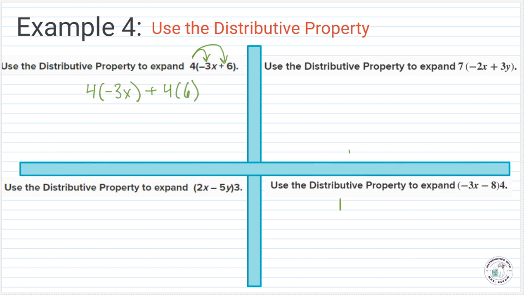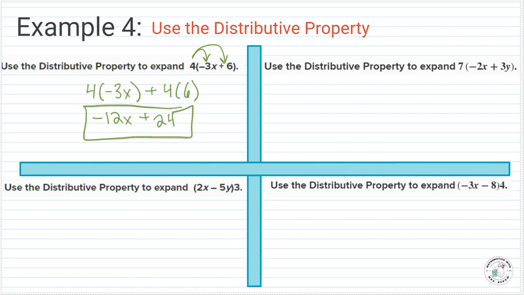And then we just multiply this out. So to multiply this out, we're going to do 4 times negative 3x, which is negative 12x, plus we have 4 times 6, which is 24, and then that's it. That's as far as we can go with it. These are not like terms, so this would be my final expression.